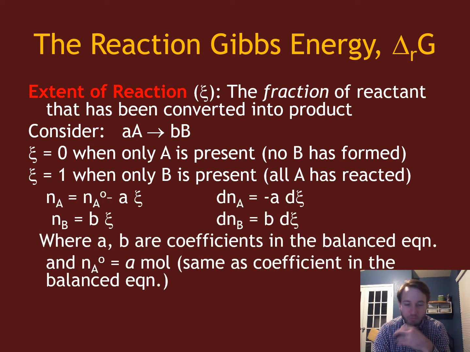So the number of moles of A is just the initial number of moles minus the stoichiometric coefficient of A times the extent of the reaction. The number of moles of B is then equal to the stoichiometric coefficient of B times the extent of the reaction.